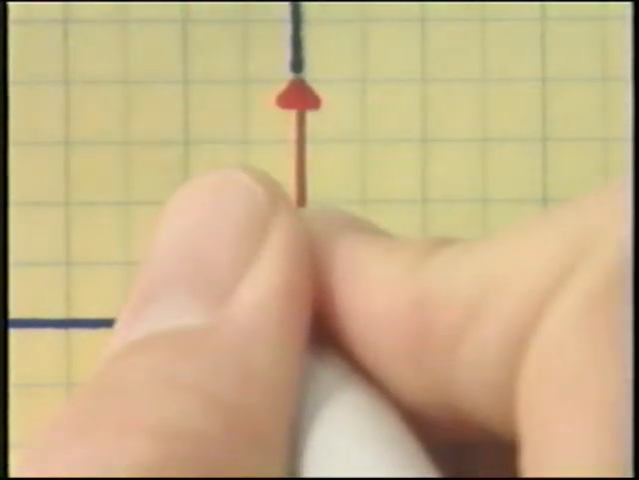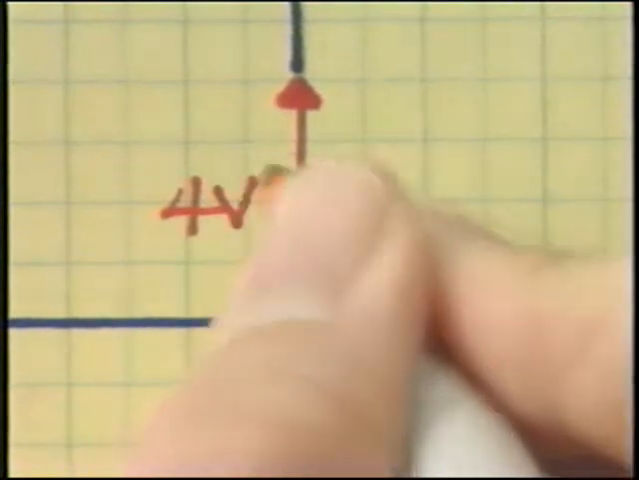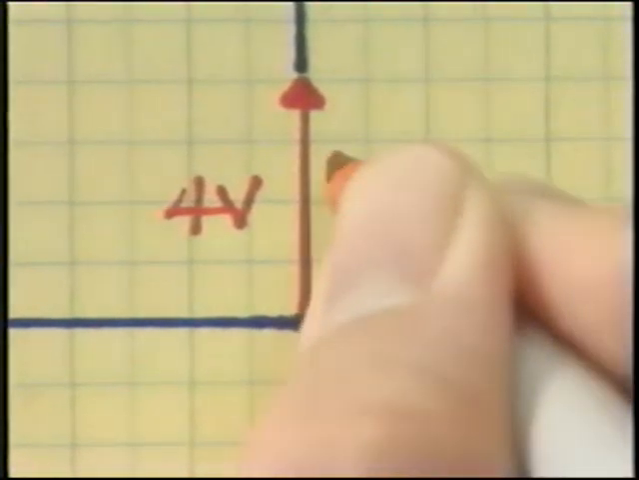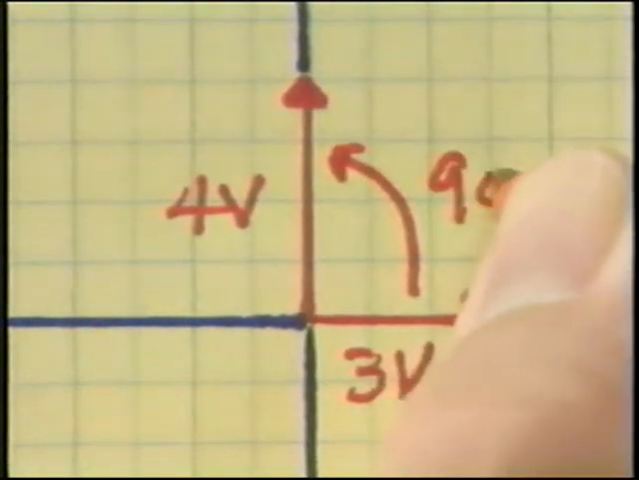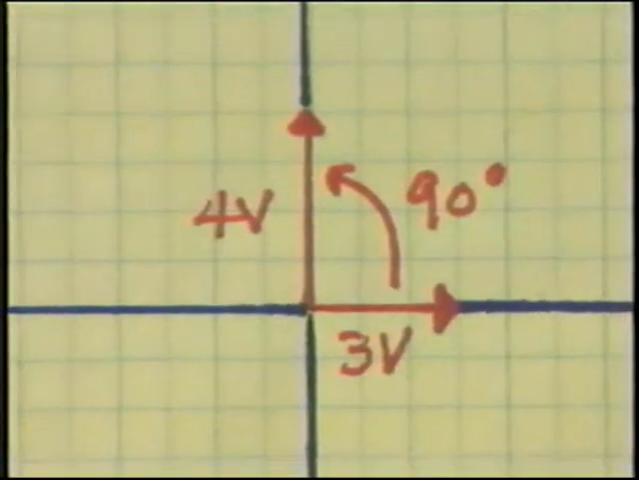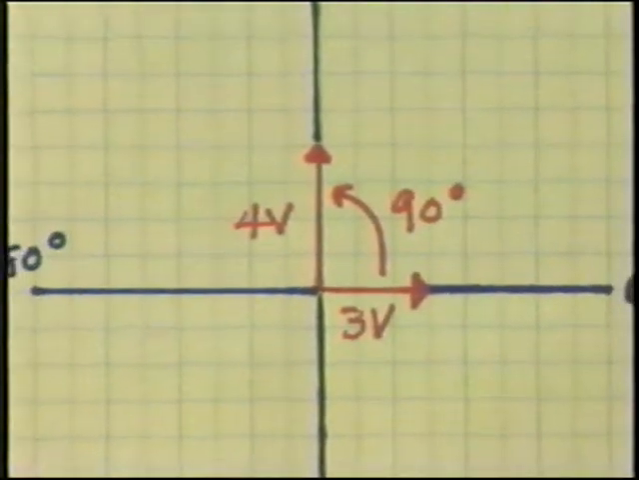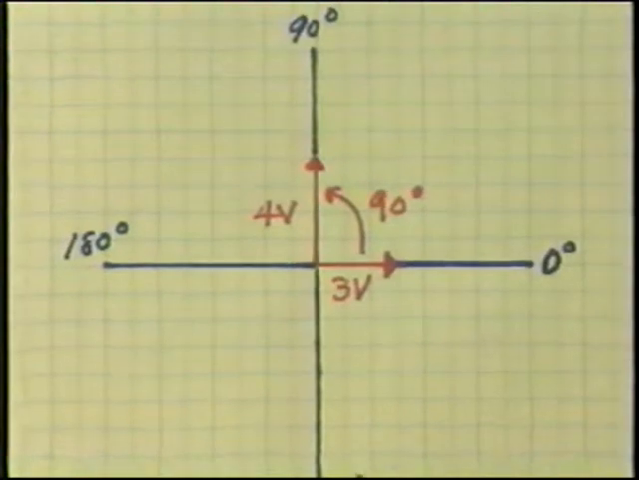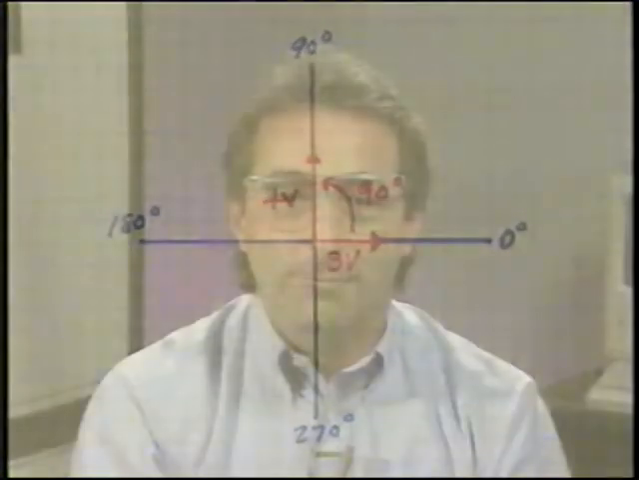Phasor A is drawn 4 units long, representing 4 volts. Because it is leading phasor B by 90 degrees, phasor A is drawn along the y-axis from the origin upward. The phasor diagram is now complete. Now let's do the opposite. Let's plot the sine waves from information given in a phasor diagram.